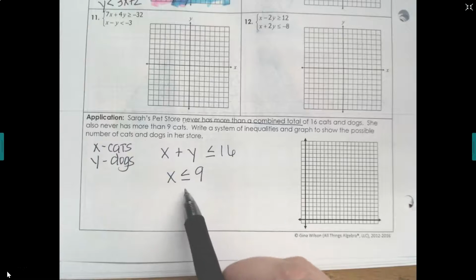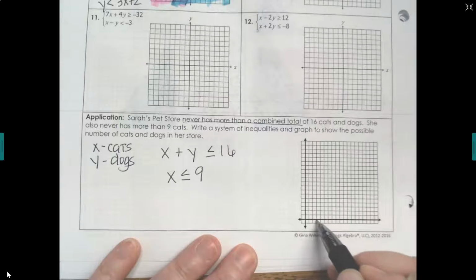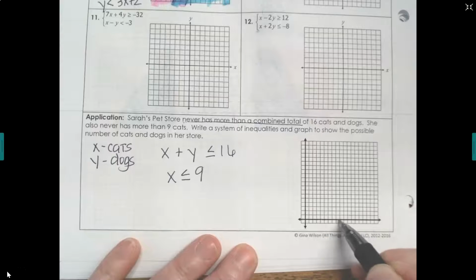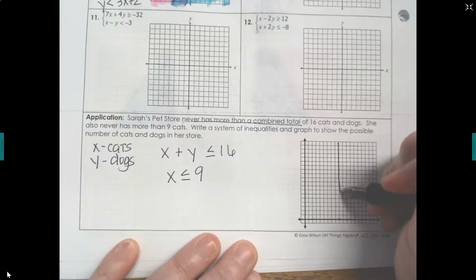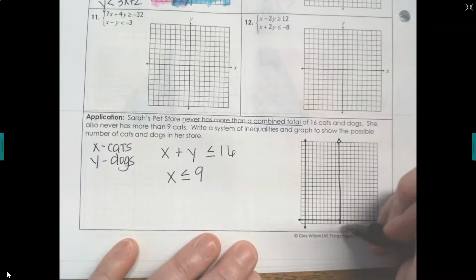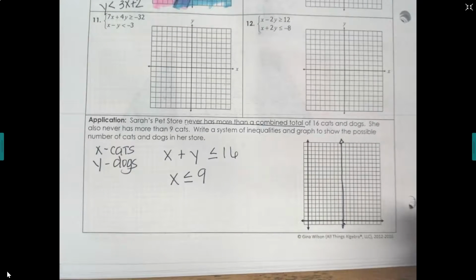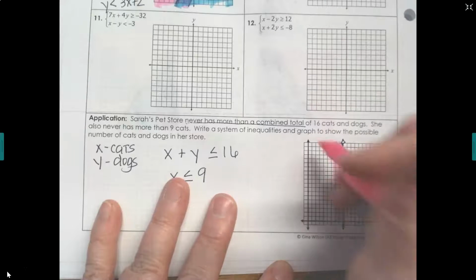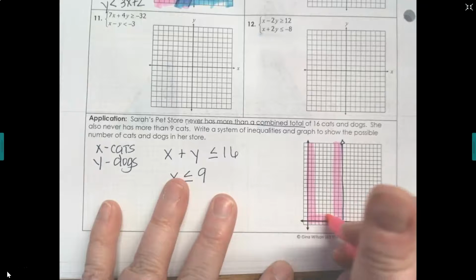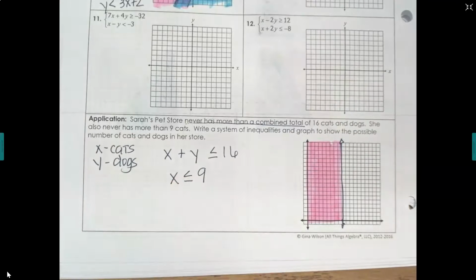So let's go with the bottom one. It's already in the form that we can use. So where x is 9, 1, 2, 3, 4, 5, 6, 7, 8, 9. It's a vertical line, and it's going to be a solid line because it's equal to. Okay. And we say x is less than or equal to 9. So I'm going to follow that line. Now this is real world. I want to point that out. In the real world, we can't go out of the first quadrant. So I'm only going to shade what's in this first quadrant here. Okay, because that's where the real world exists.